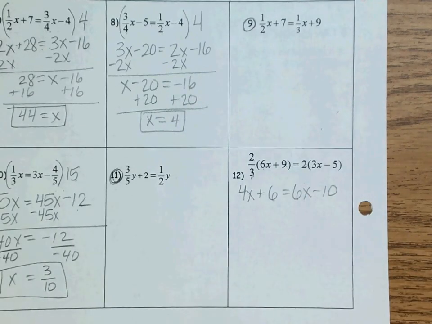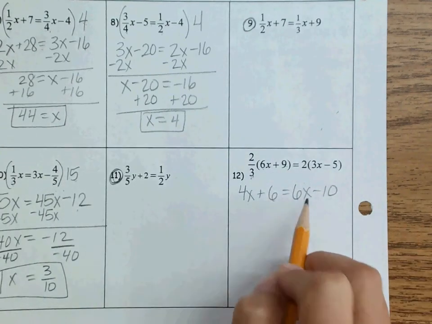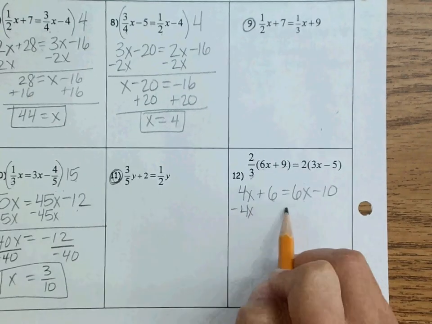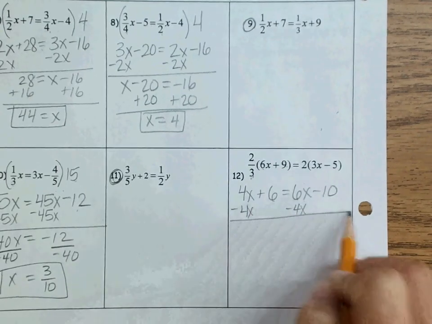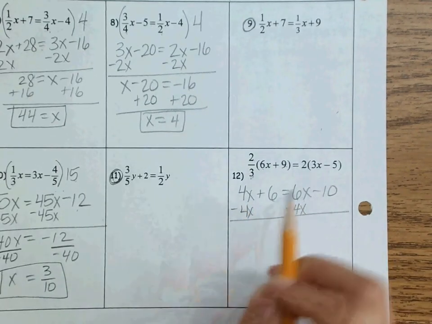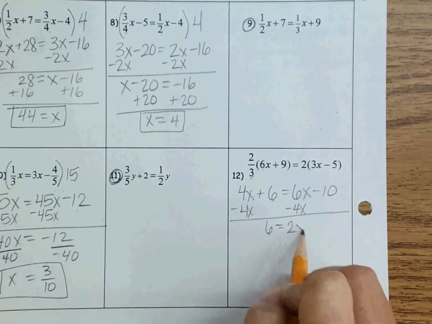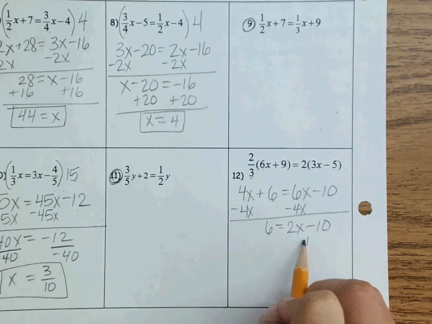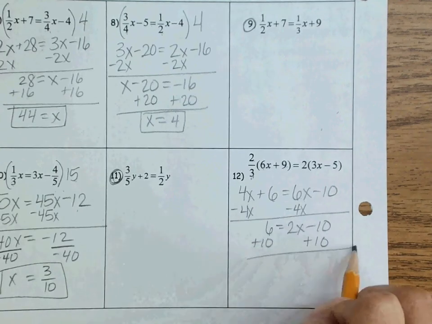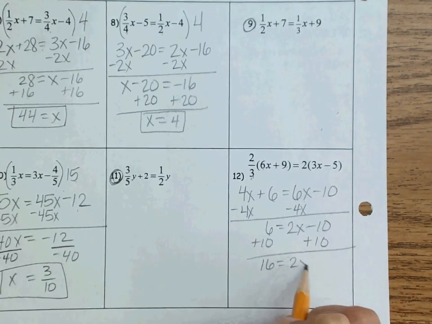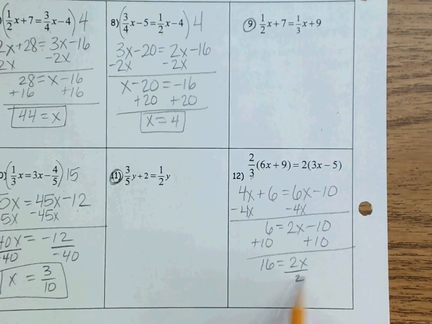Now, do we have any fractions? We do not. So there are no fractions to eliminate. This is now just a normal multi-step problem, and we are solving for x. Starting with the variable terms, I'm going to subtract 4x from both sides. Remember, I chose 4x because it's the smaller of the two terms. I have 6 is equal to 2x minus 10. Add 10 to both sides. We have 16 is equal to 2x. Divide both sides by 2. x is equal to 8.